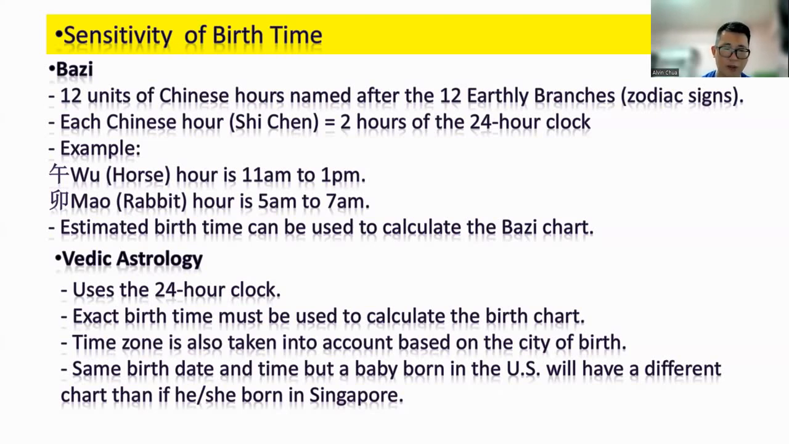There's a process called birth rectification, but that one is very time consuming and it may not necessarily be accurate also. Then apart from the exact birth time, we also need the time zone of the city of birth. That means the birthplace, what is the time zone belonging to that geographical area. So even though a person may be born the same day, same time, but being born in the US and being born in Asia, for example in Singapore, the rising sign could be completely different because of the differences in the time zone.